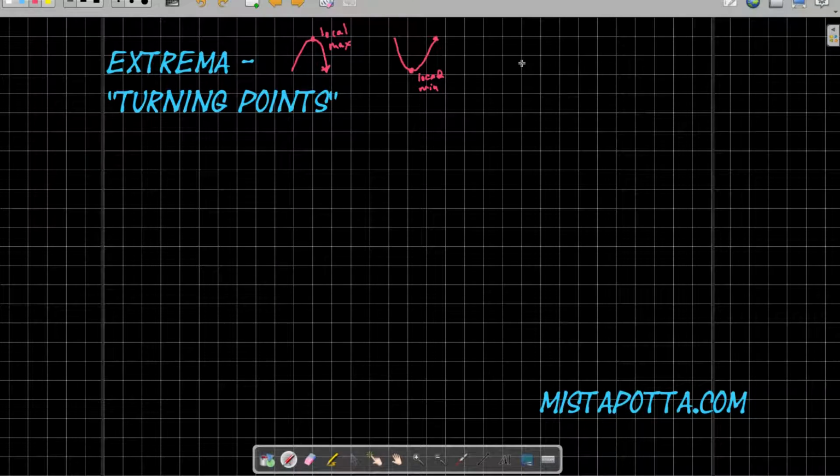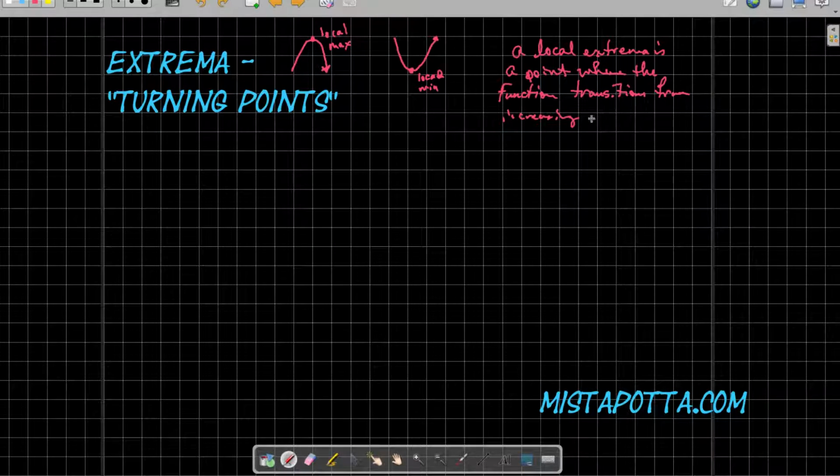So the idea here is that we have extrema. A local extrema is a point where the graph, or the function, transitions from increasing to decreasing, or vice versa.